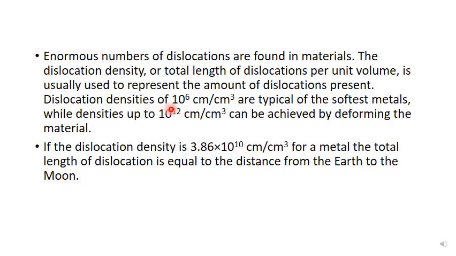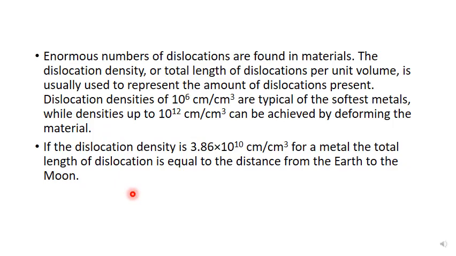For example, a dislocation density of 10 to the 6 centimeters per cubic centimeter. We are talking about just a cubic centimeter of solid material. 10 to the 6 centimeters per cubic centimeter of material is typical for soft metal. Densities up to 10 to the 12 centimeters of length per cubic centimeter of volume can be achieved by deforming the material.